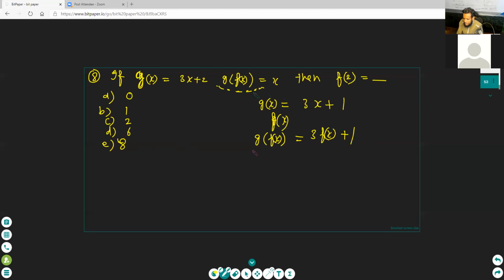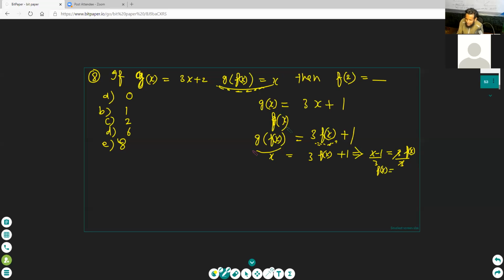What will be the value? This value is given, then you put this value here, and then you solve it, and then you can get the f of x. This value g of f of x is given as x. So x will be here: 3 f of x plus 1, then we do x minus 1, 3 f of x. Okay, clear or not clear? Divided by 3. In this way you get the f of x.